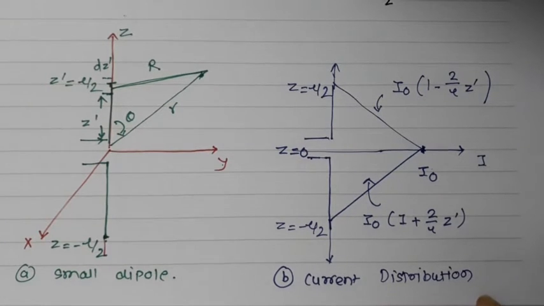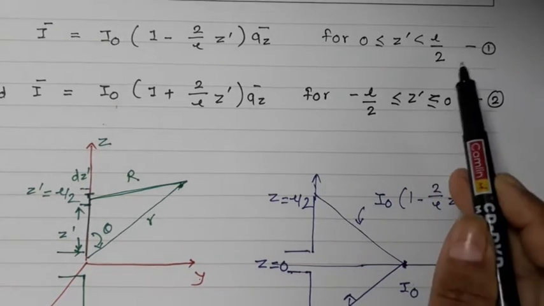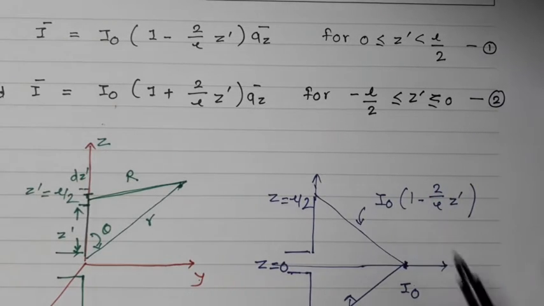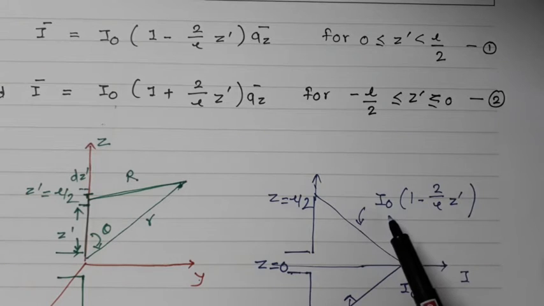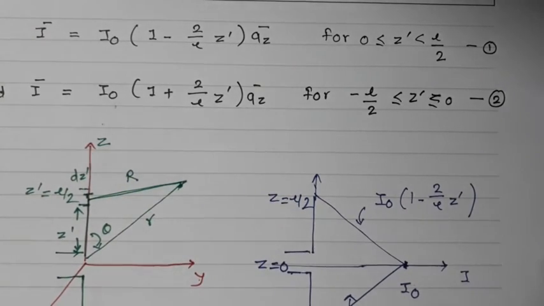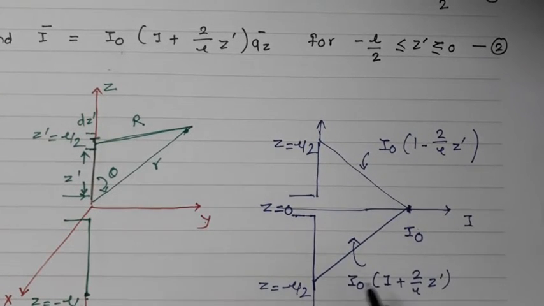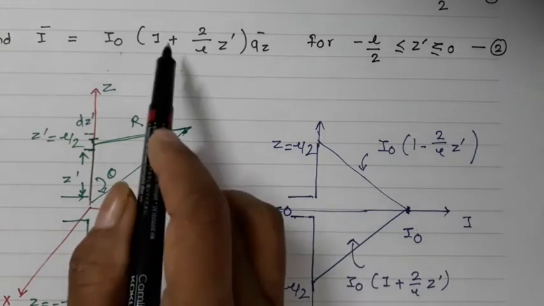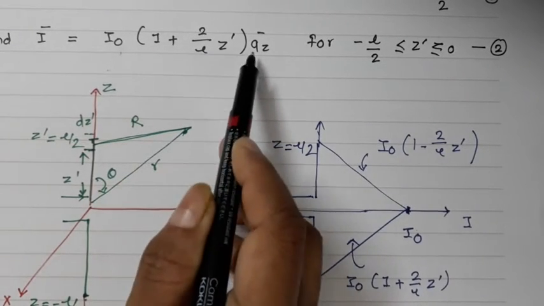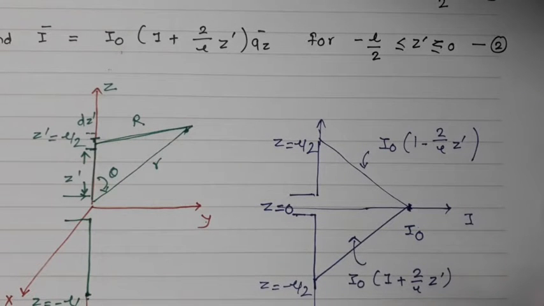Similarly, we have expressed this current distribution from 0 to L by 2. From 0 to L by 2, the current distribution is I0 (1 minus 2 by L Z dash), whereas in the lower part, from minus L by 2 to 0, I have I0 (1 plus 2 by L Z dash) a_z. So this is nothing but the current distribution on the small dipole. Now we'll go step by step.